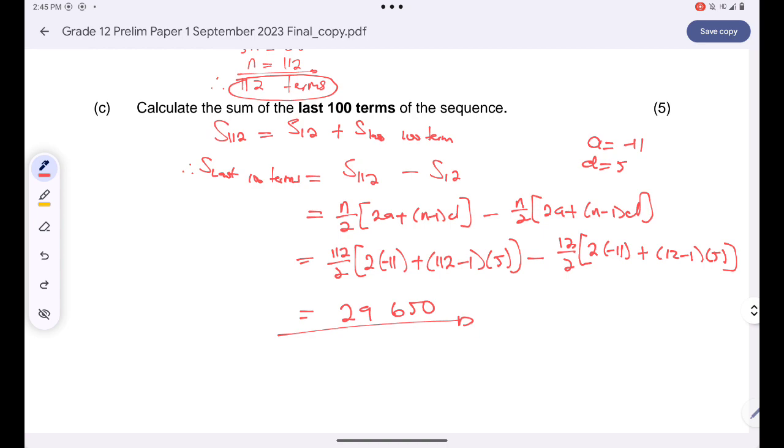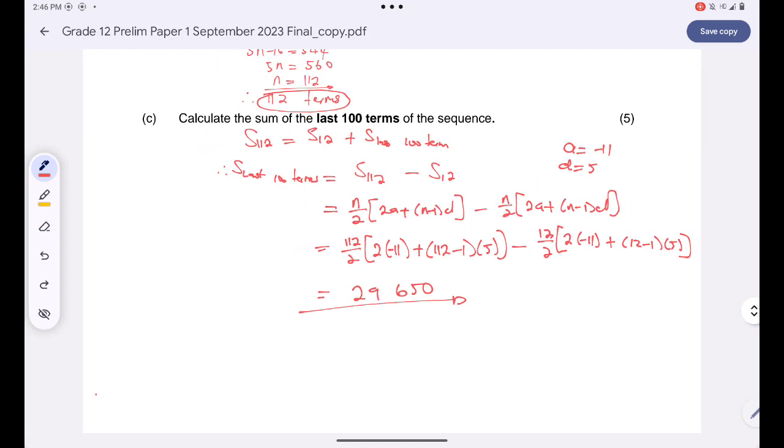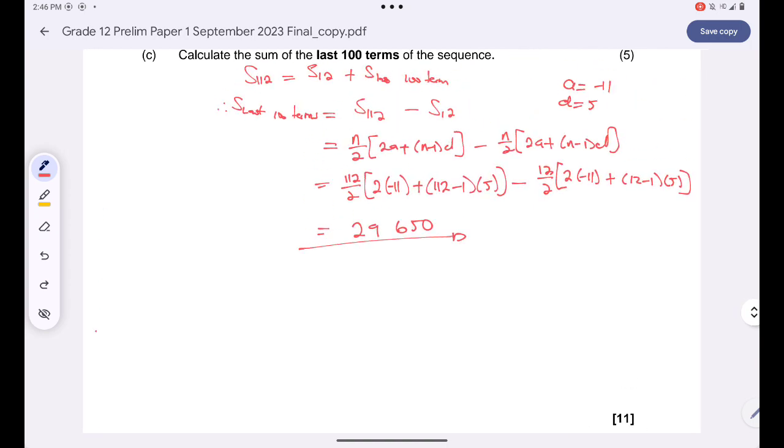Let me check whether I didn't punch anything wrong on my calculator. Let me confirm that. Okay, nothing was punched wrong, so this answer is correct. So that's how, guys, we're supposed to tackle this question over there.